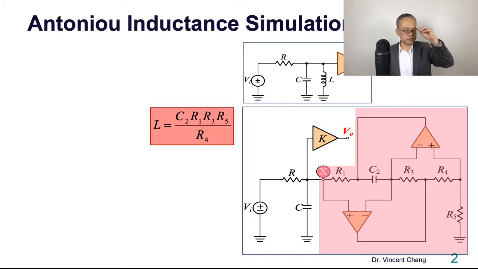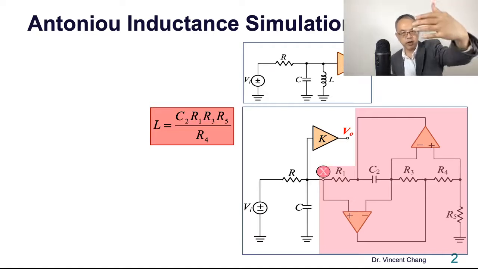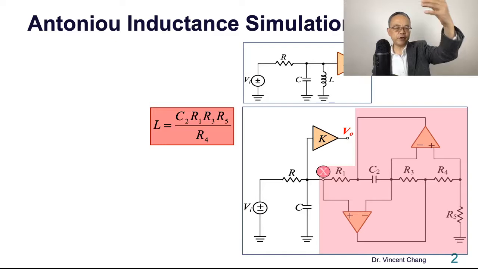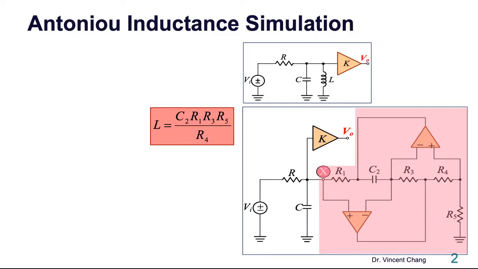So we can just draw out the equivalent circuit of the original one. You see, the inductance simulation circuit is now replaced by L on the top. We duplicate R and C. There's a buffer amplifier at the output.